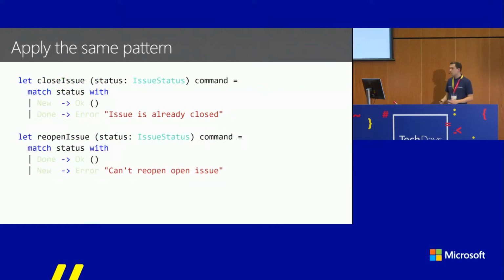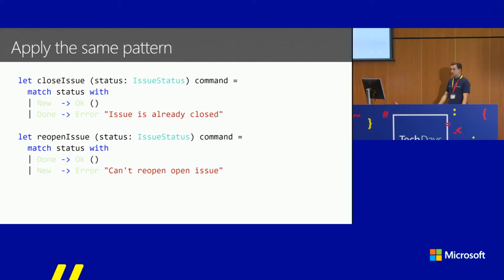So we can go on and apply the same pattern for other functions to create events in our system, close and reopen. Same exact thing. We are matching with status, and let's say if the issue is already closed, we don't want to close it again. We don't want to produce a new event. We just throw an error. We could just ignore it, but I want to be explicit and throw an error. Not throw, return an error.